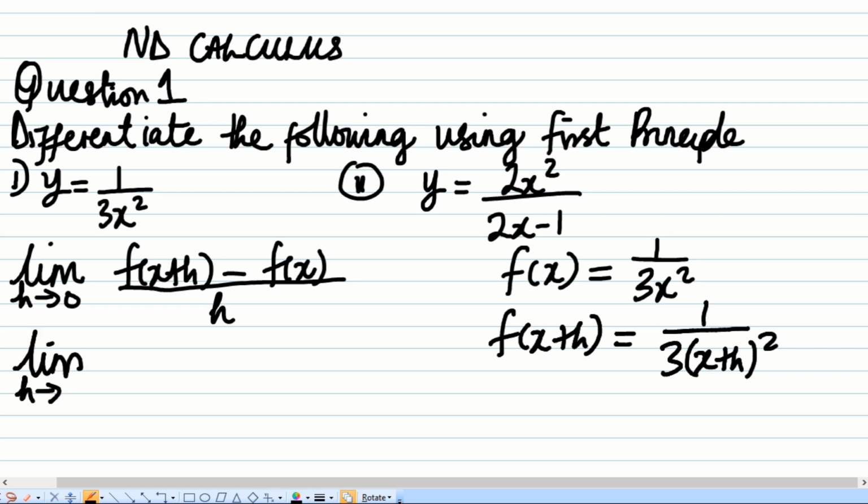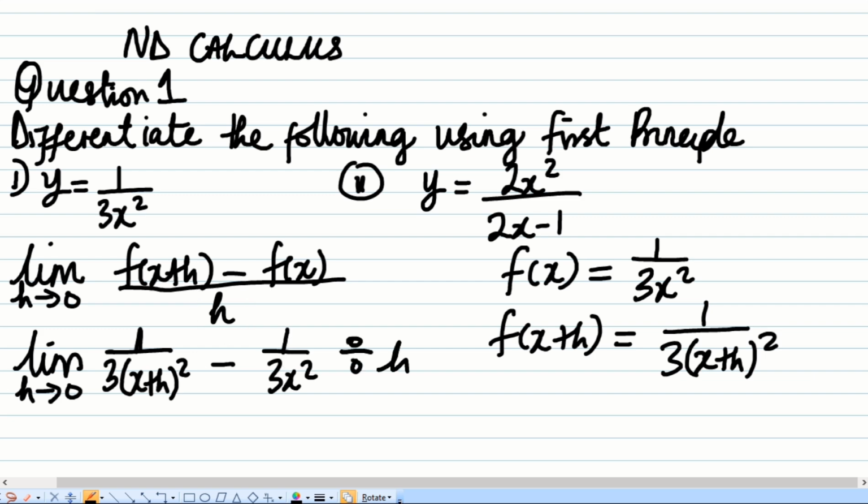Now, this is the only thing I don't like about the first principle, is the fact that we need to keep writing the limit as h tends to 0. And there's a reason for that, but I'm not building any concept in this video. I'm just doing a crash course. F of x plus h is 1 over 3 into x plus h all squared, as you can see there, minus f of x. You see our f of x is 1 over 3x squared, and notice that everything is divided by h, right? So I can just write divided by h, so all of this divided by h.